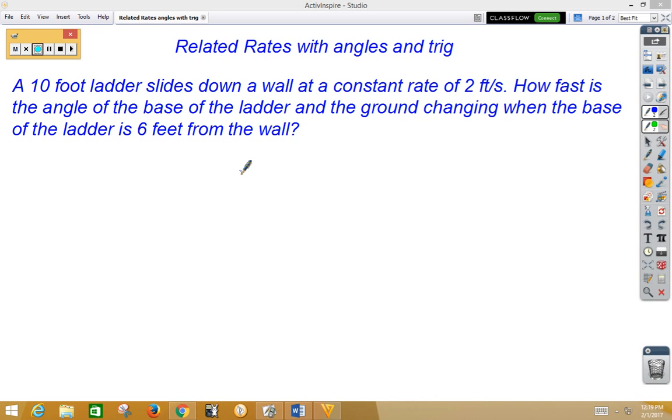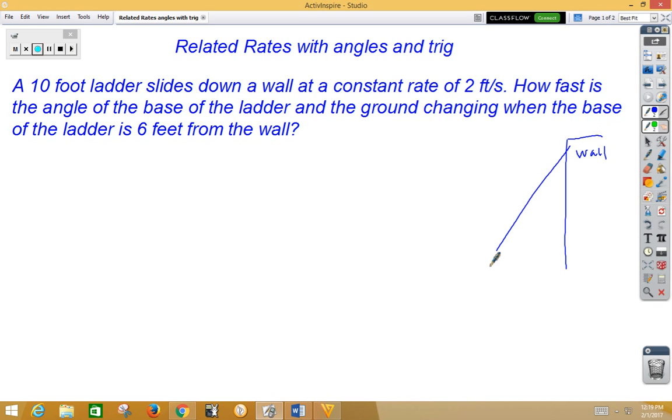In this video, we're doing related rates having to do with angles changing, which requires trigonometry. So please take a moment and read this problem. Thank you for reading the problem. So we've got a 10-foot ladder that's going to be sliding down a wall.